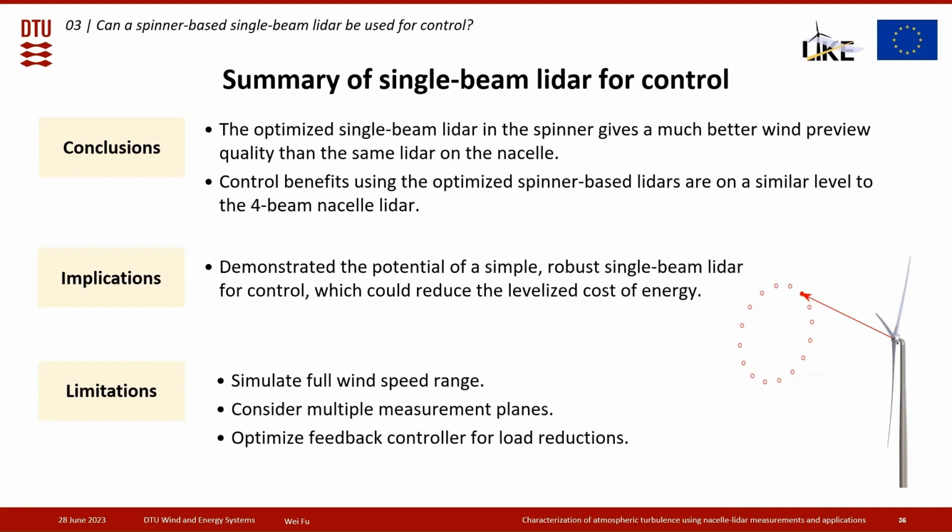Also, we only consider a single measurement plane, both for the spinner-based LiDAR and this 4-beam nacelle LiDAR. If we consider multiple measurement planes, we could improve our wind preview quality. We could also optimize the feedback controller in our simulation to gain more load reduction. Here, for the feedback controller, we just use default parameters and we didn't do any optimization for it. So there's still space for the control benefit to improve.